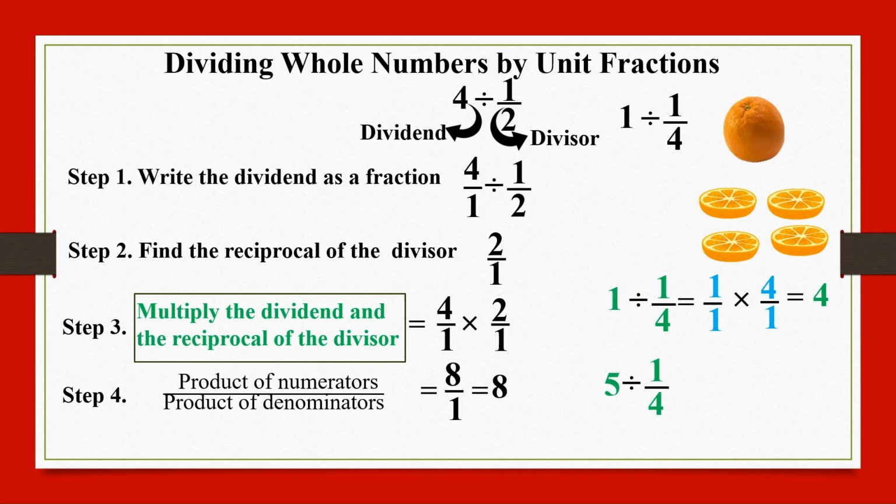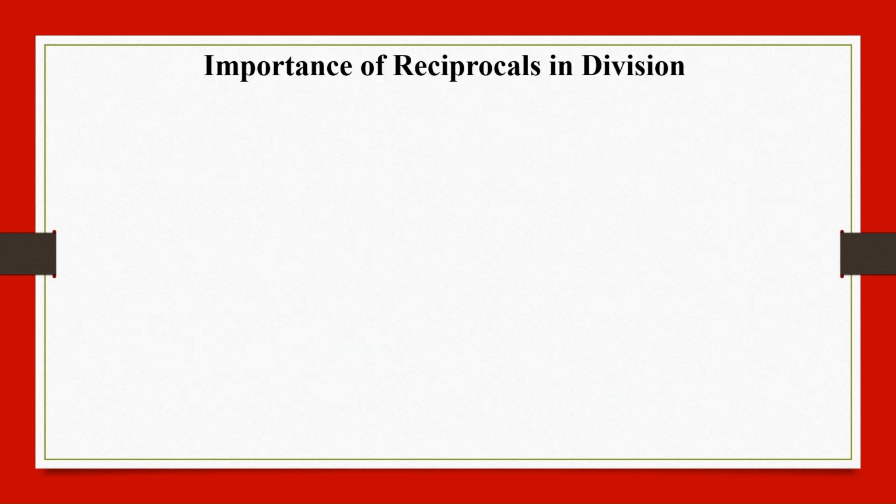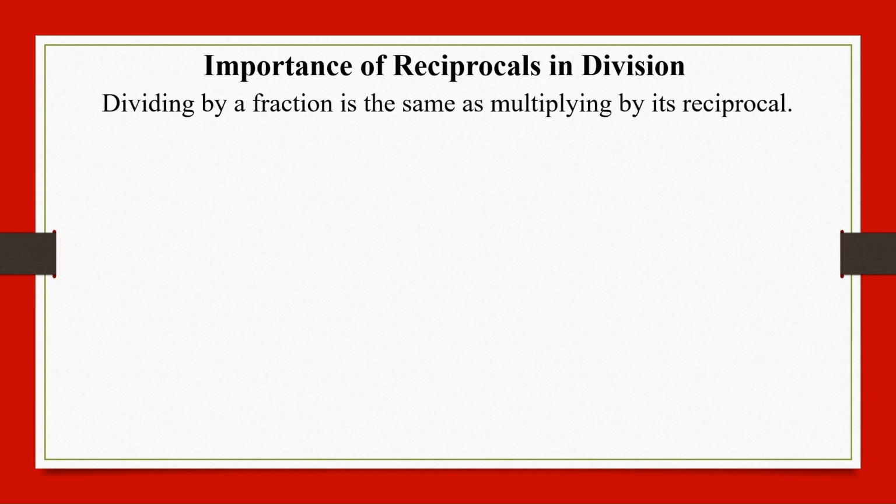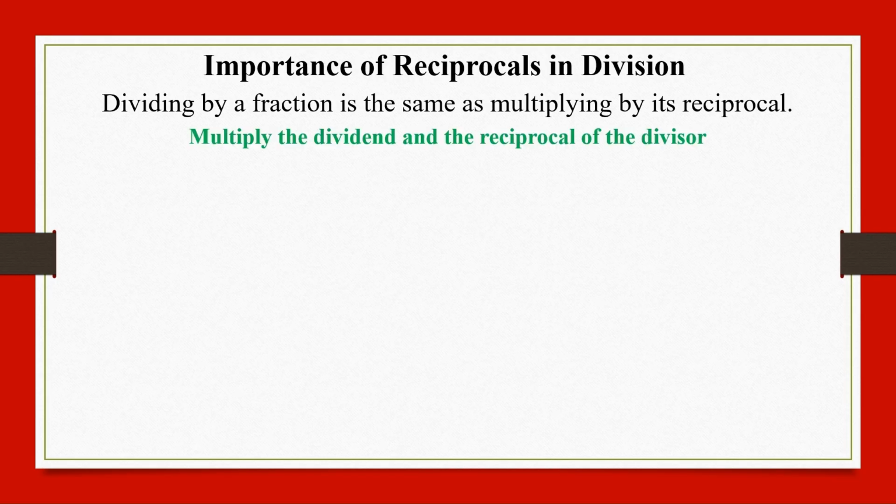See the next example. 5 divided by 1 by 4 is same as 5 multiplied by 4 by 1, which is equal to 20. Importance of reciprocals in division. Dividing by a fraction is the same as multiplying by its reciprocal. Remember this always, multiply the dividend and the reciprocal of the divisor.